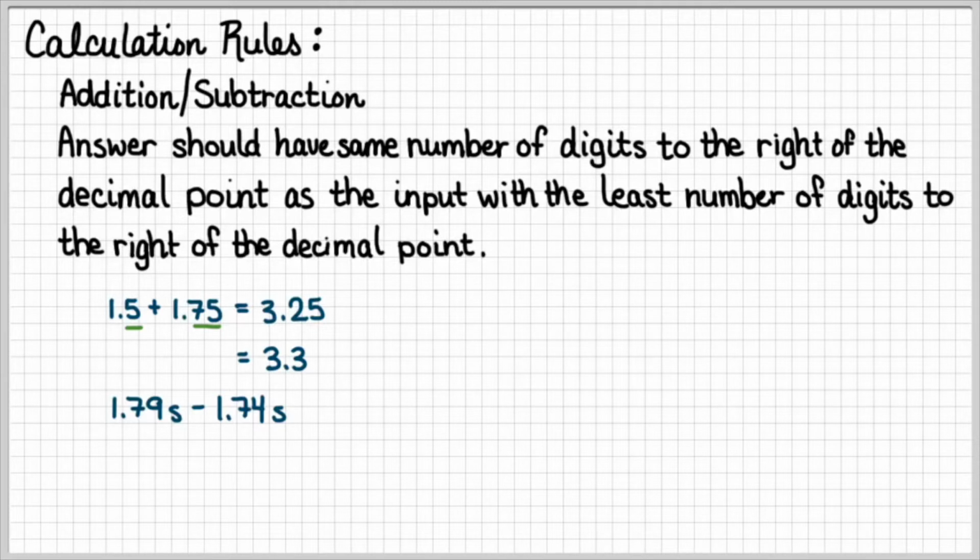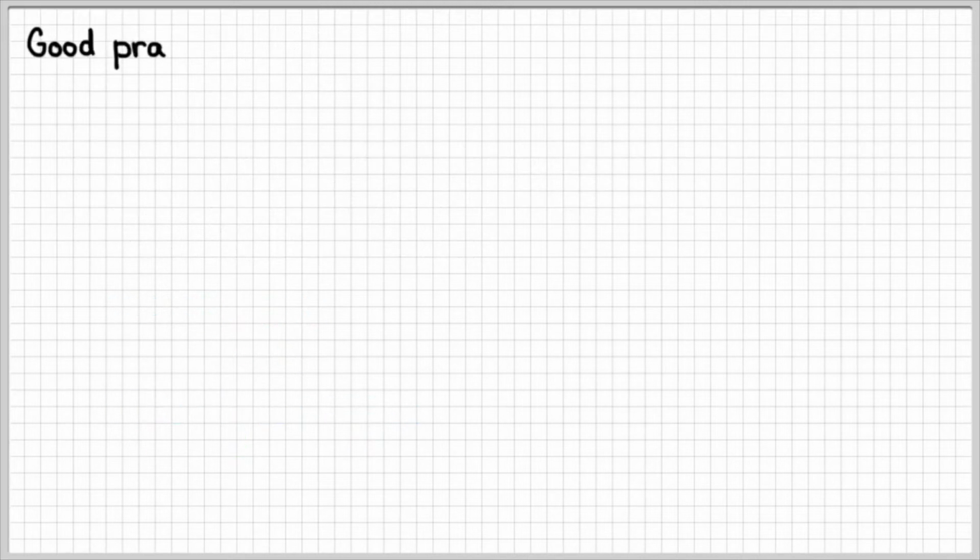1.79 minus 1.74 is equal to 0.05. Both of these have 2 digits to the right of the decimal point. So does the answer. So this is correct. But here, notice that your inputs both have 3 sig figs, and your answer only has 1 sig fig. So this is a case where doing an operation with higher precision numbers can lead to a loss of precision.